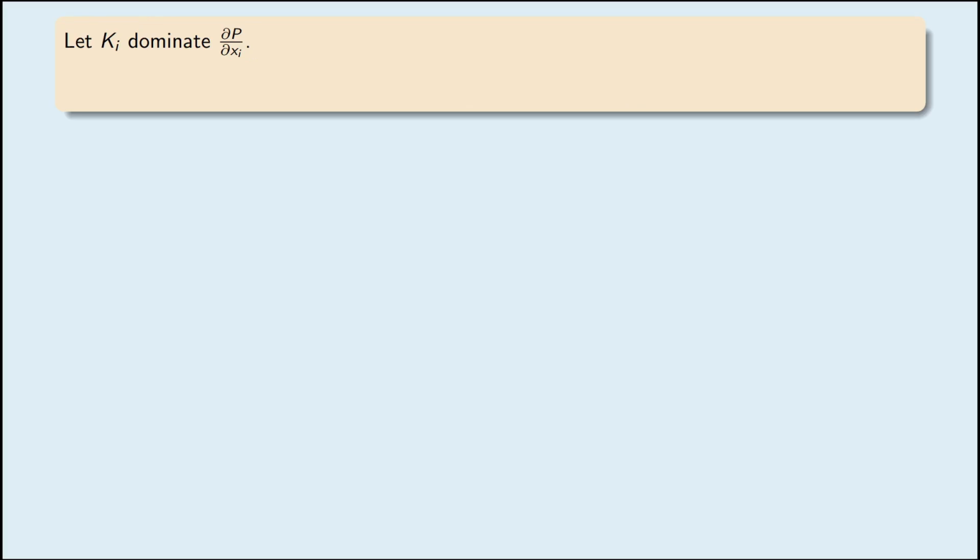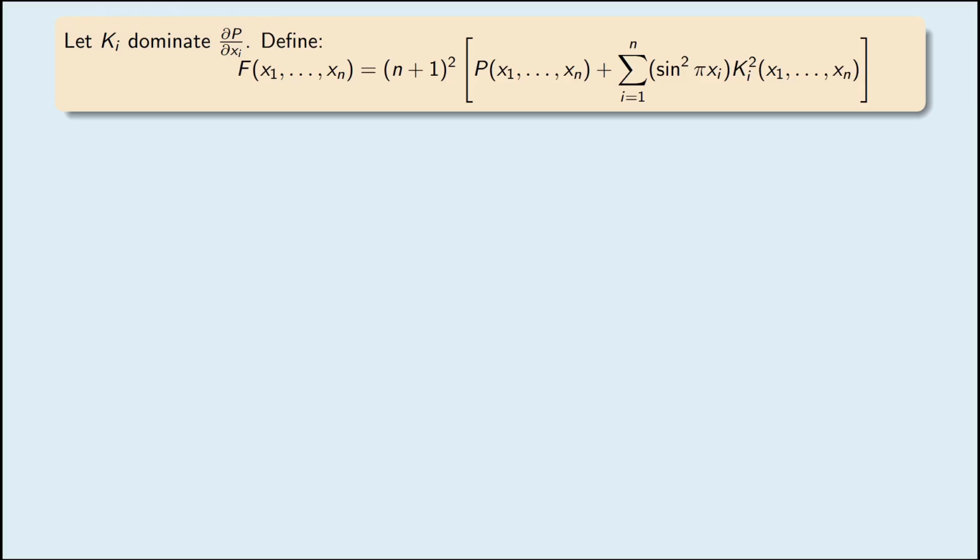Recall that this means that at any point, k sub i is going to be larger than the ith partial of p, not just at that point, but also at any nearby point, if we wiggle each input around by up to plus or minus 1. Then define f to be n plus 1 squared times p plus the sum of sine squared terms times k sub i squared terms. Of course, if p equals 0 has an integer solution, then this makes f equal to 0, so f is strictly less than 1.